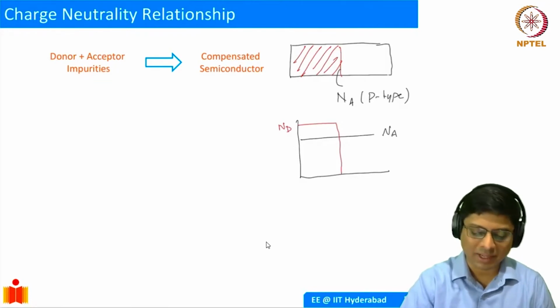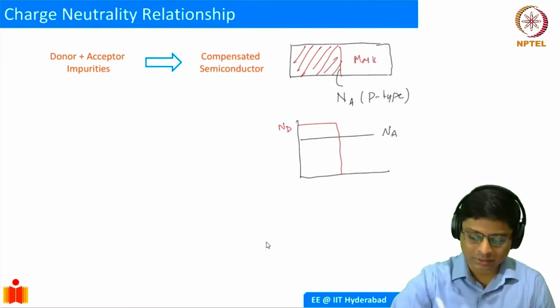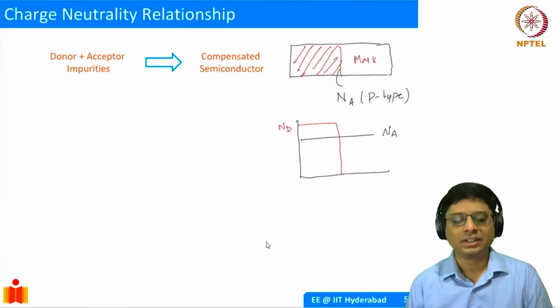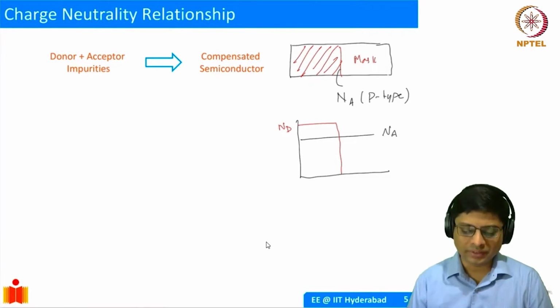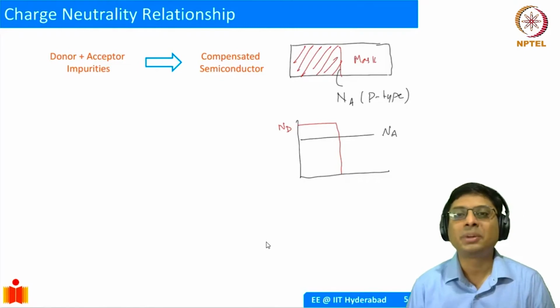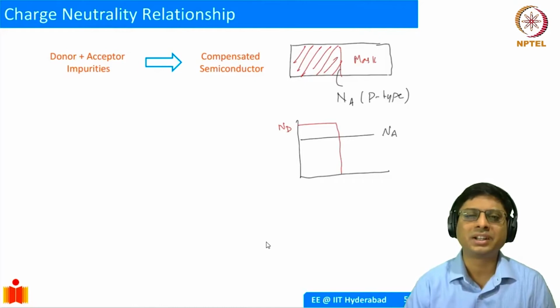Half of it I will mask. I will not expose it, and I'll only dope one particular region where I want the concentration to be n-type. This is what we regularly do. So this is a very important thing. What happens to carrier densities in a compensated semiconductor? This is an important thing that you might have to regularly use to calculate.